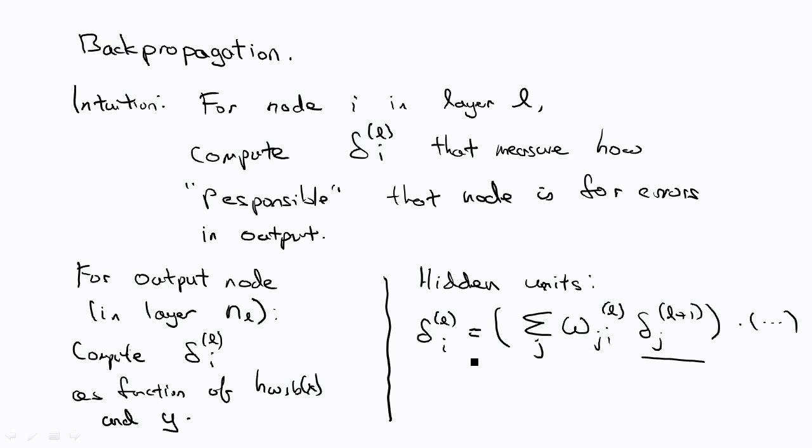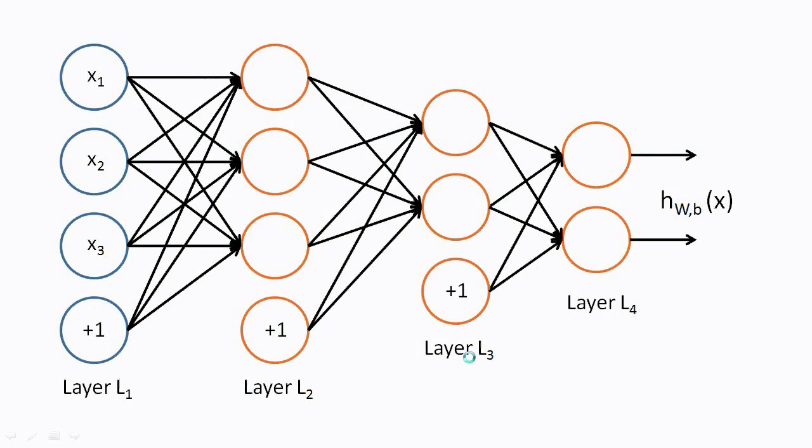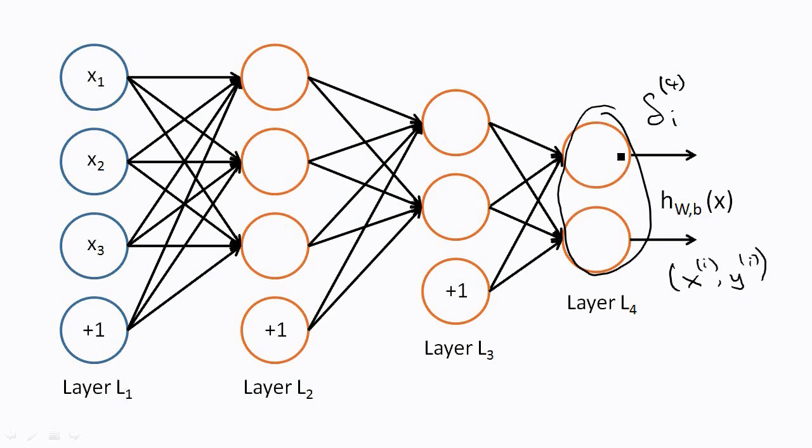And so, just to say a little bit more about the intuition behind that, given a network like this, for the output nodes like these two on the right, I can compute delta in layer 4 subscript i directly. When I get a training example xi, yi, I can measure the error of the output nodes directly, and then compute the responsibility terms for these nodes as a function of yi, and as a function of what my network actually output.